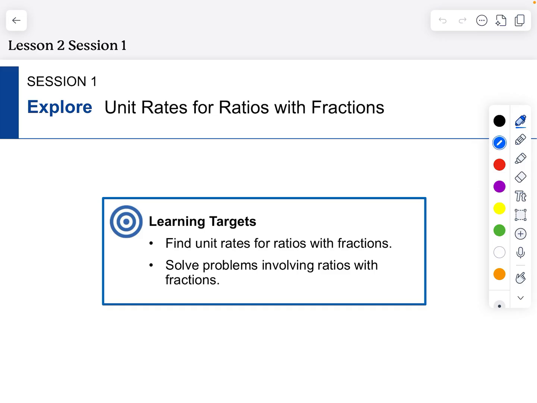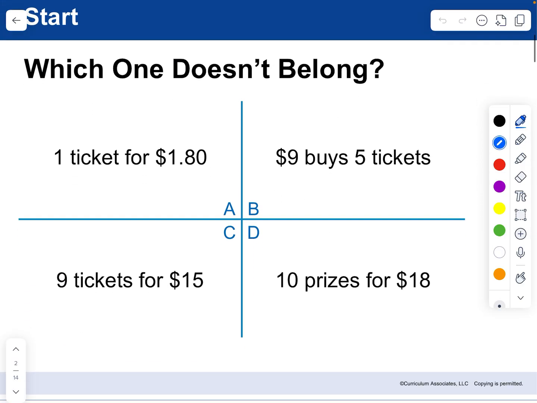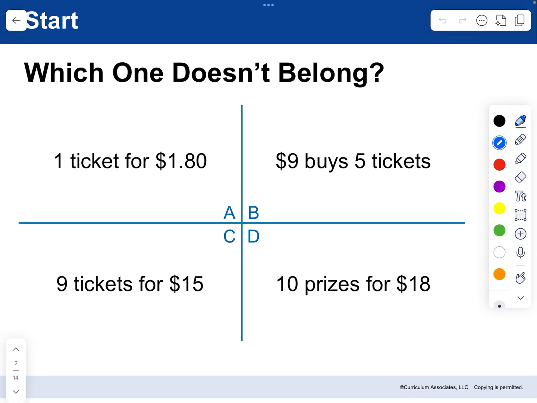Our learning targets: find unit rates for ratios with fractions, solve problems involving ratios with fractions. Which one doesn't belong?